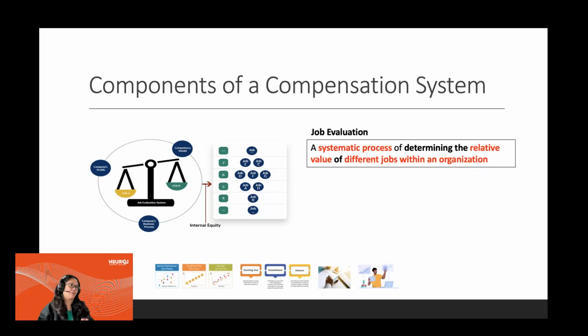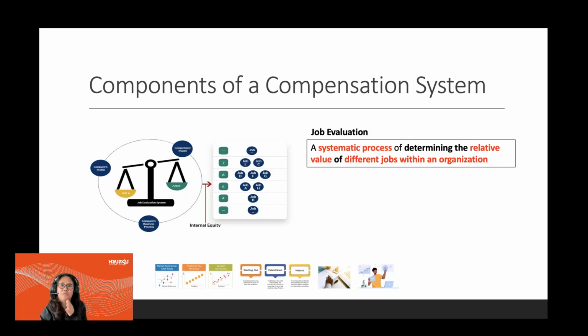So yun, okay. And then of course, as kumbaga parang guide dun sa inyong overall compensation system, dapat alam niyo rin kung ano yung inyong compensation philosophy. So in compensation, meron tayong tinatawag na leaders, laggers, and matchers.